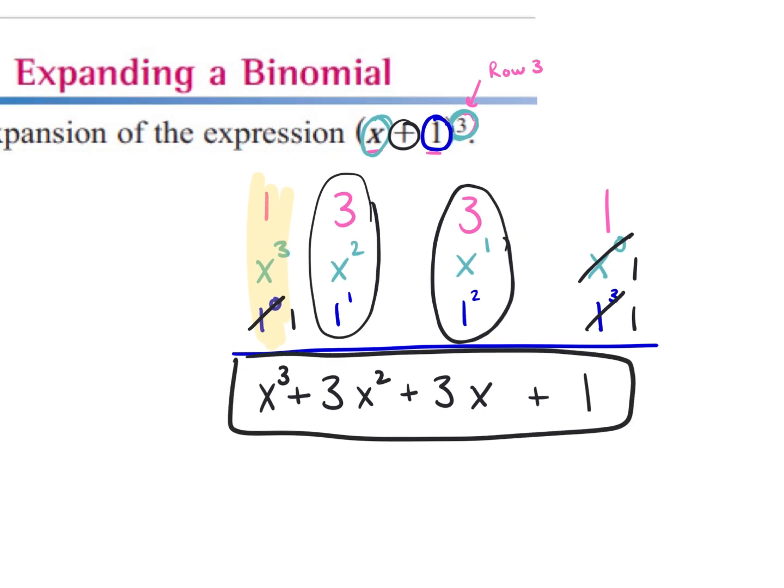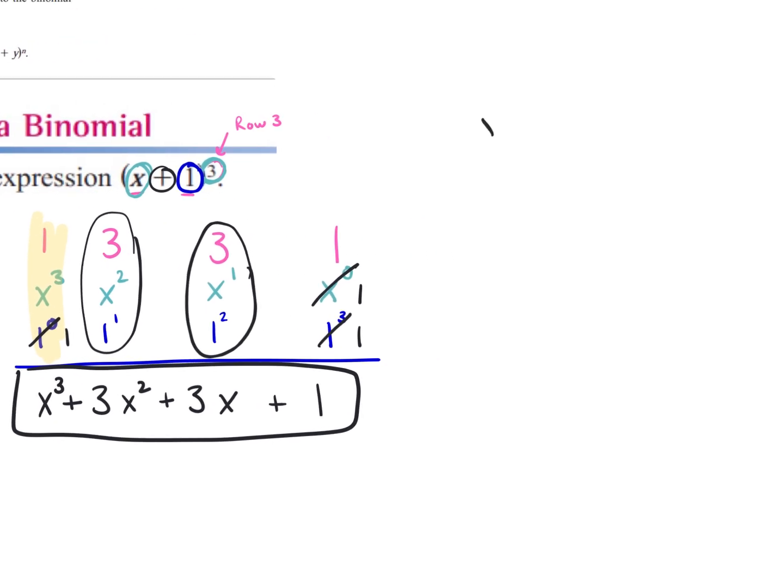If we sat here and multiplied x plus 1 times x plus 1 times x plus 1, so we've got 3 of them, this is what we would get. When you have x to the third power, it might take the same amount of time to just FOIL it all out. But if you had something like x to the 5th power, it's going to take you a long time to FOIL it out. Using your Pascal's triangle shortcut is going to be a lot easier.